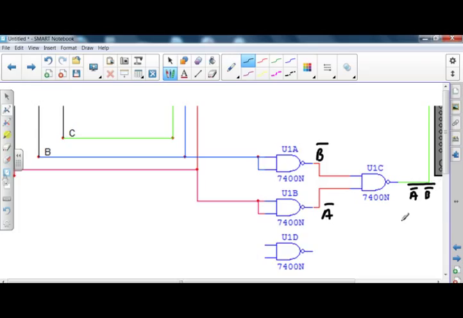And now I'm supposed to simplify that. So it's A double naught or B double naught. A or B would be my simplified equation. So I've gone and found the equation. I've simplified the equation. Now I'm going to see whether or not it's working.